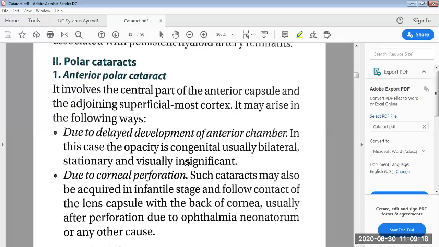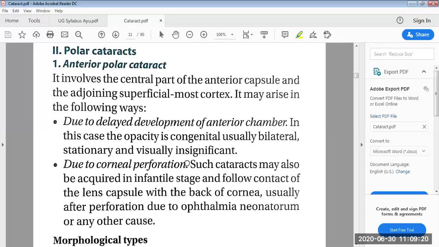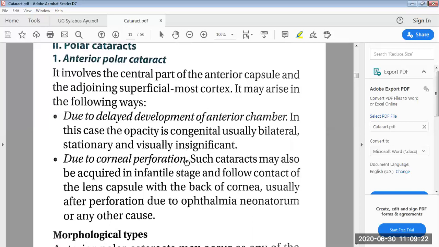Due to corneal perforation, the anterior polar cataract can arise. Such cataracts may also be acquired in infantile stage and follow the contact of the lens capsule with the back of cornea, usually after perforation due to ophthalmia neonatorum or any other cause.